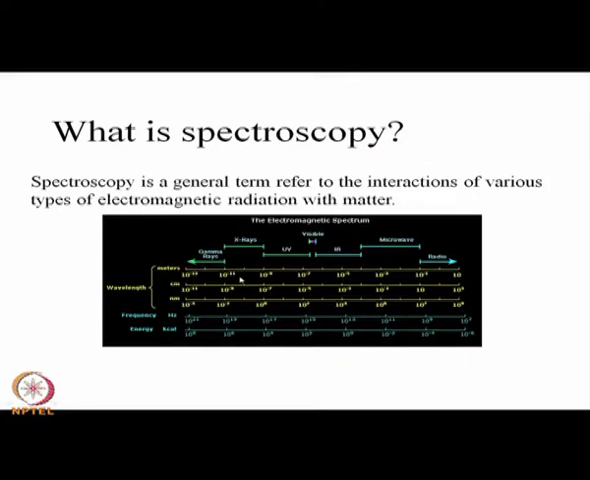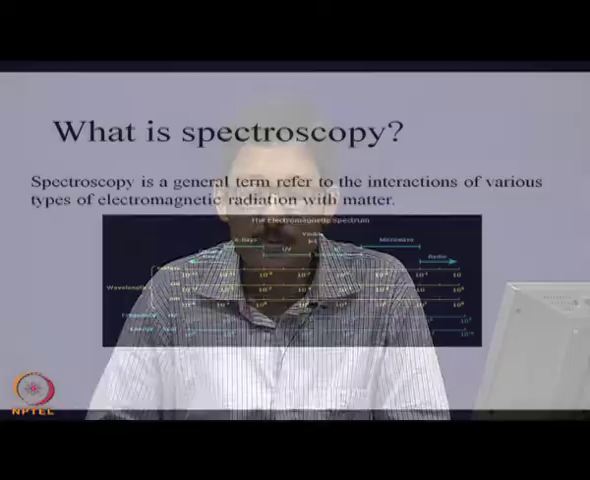So, what is spectroscopy? Basically, spectroscopy is a general term referring to the interactions of various types of electromagnetic radiation with matter. So, what does that mean? We have said that for rotation or vibration, in order to have a transition, we need certain frequencies from the source of radiation, and that will be absorbed by your molecular system, and then used up for the excitation to the next higher level.